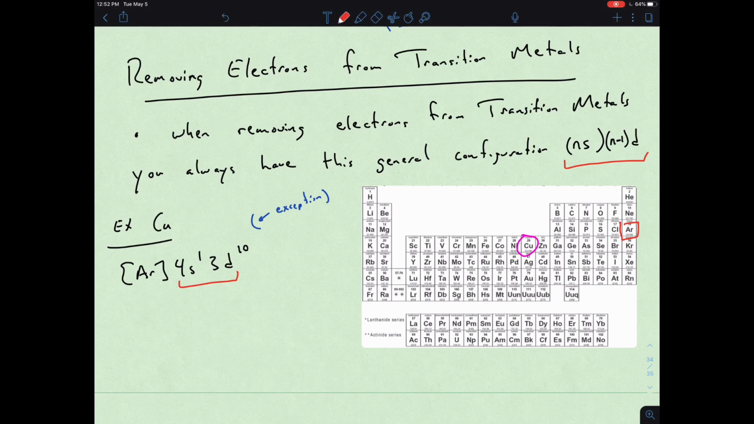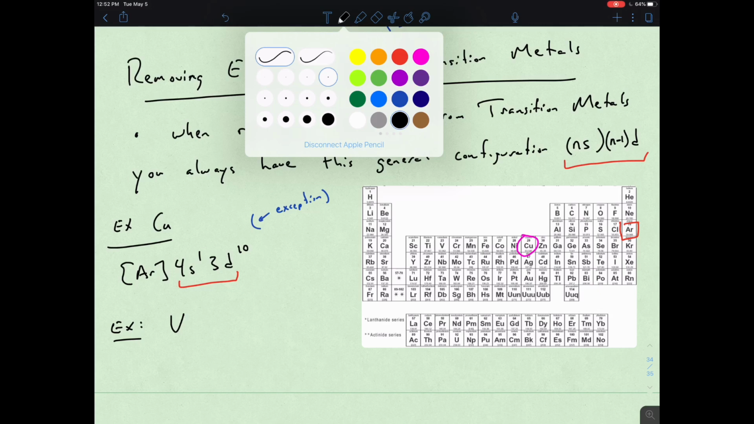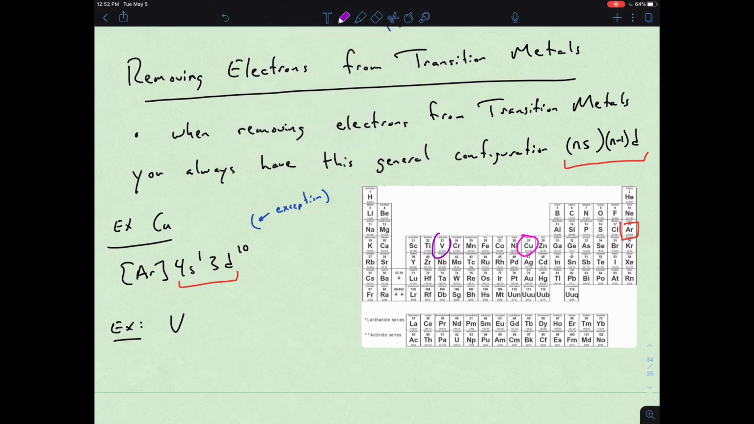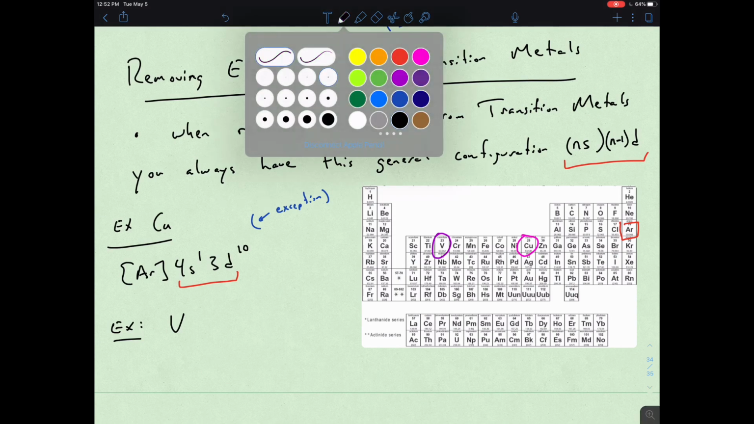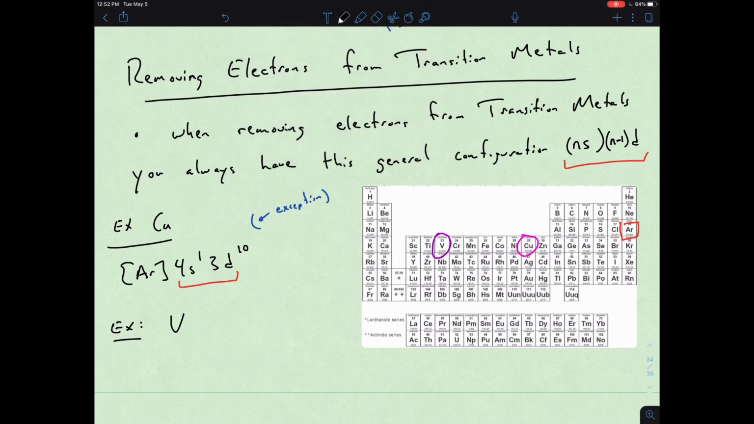Another example, just to get away from the exception, would be maybe vanadium. So our copper is that exception. Vanadium, it's not an exception. It's right here. And so with vanadium, we could say that we have argon as well.